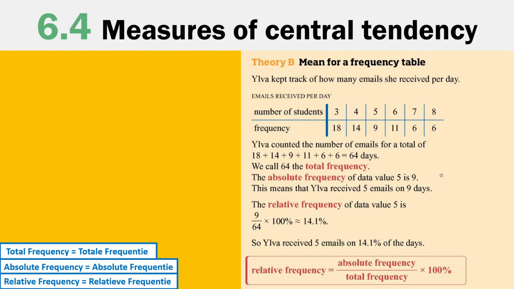The relative frequency: for example here, for the number 5, we're going to divide the absolute frequency by the total frequency. We're going to compare them. So the relative frequency, the relatieve frequentie, is the absolute frequency divided by the total frequency times 100. And then you can see, for example, 14.1% of the days she received 5 emails.